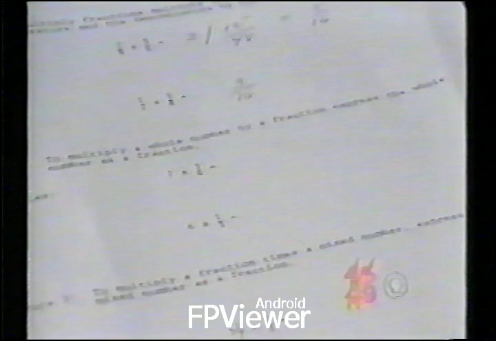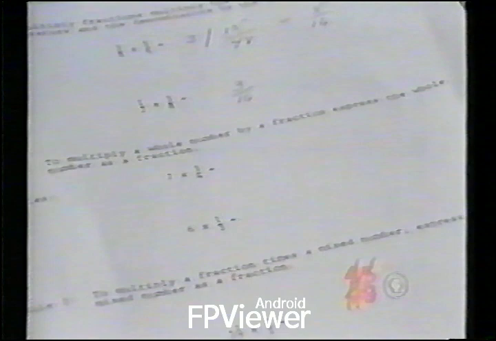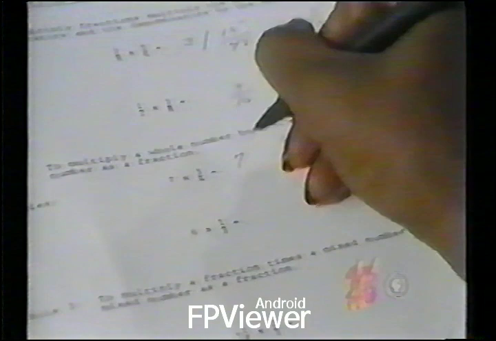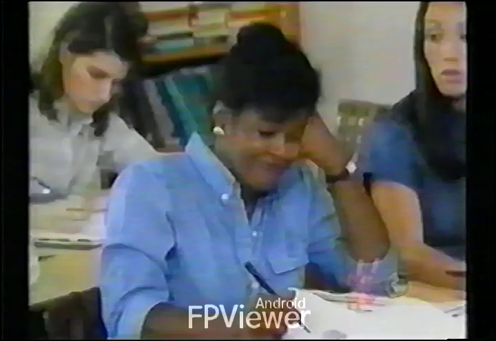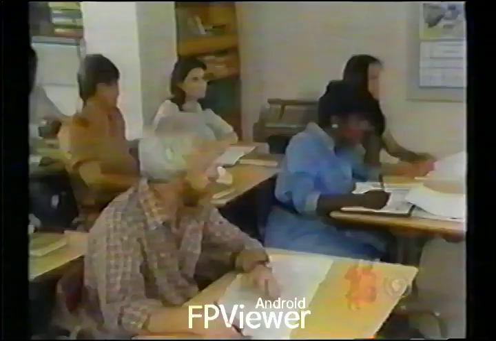Rule two. To multiply a whole number by a fraction, express the whole number as a fraction. You mean write the whole number over one? Yep. And it just multiplies straight across. Everyone okay? Okay. All right. Here's an example like that. 7 times 3/4. Got a good answer? 5 1/4. Everybody get that? Well, you must be right then. All right, good. Maybe I'll stump you this time.